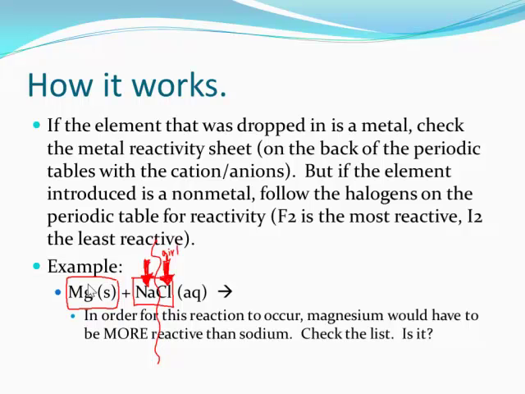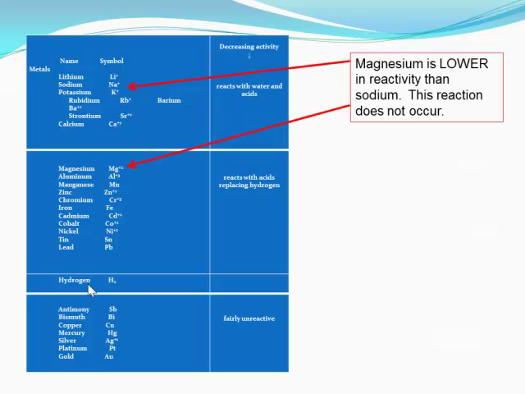Well, is it? You're going to have to check the metal reactivity series. So let's take a look. Magnesium is located here, and sodium is located here. And this is totally in order. High reactivity is up here. This is highly reactive. And down here, this is very low reactivity. So it looks like chlorine already has a pretty hot stud. Chlorine's already got sodium, and magnesium is the guy that's trying to cut in. I don't think so. This reaction is not going to occur.